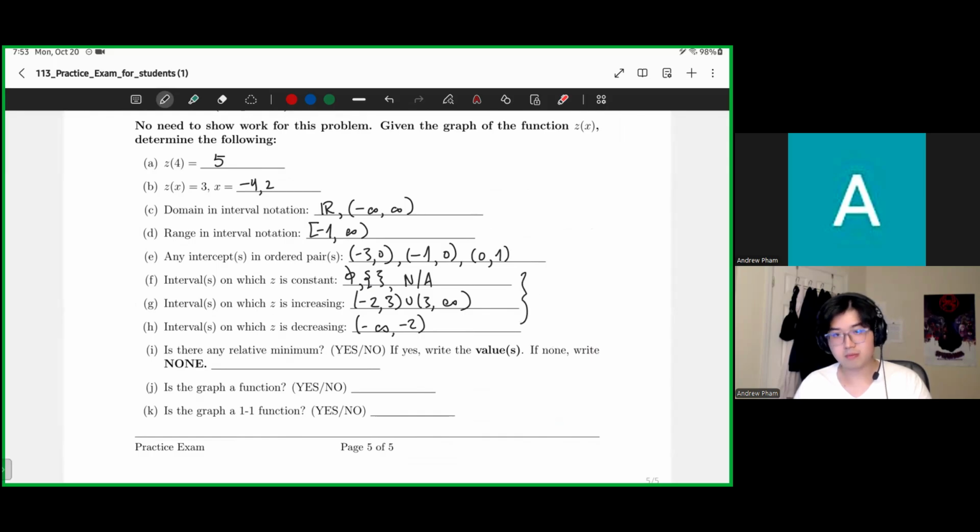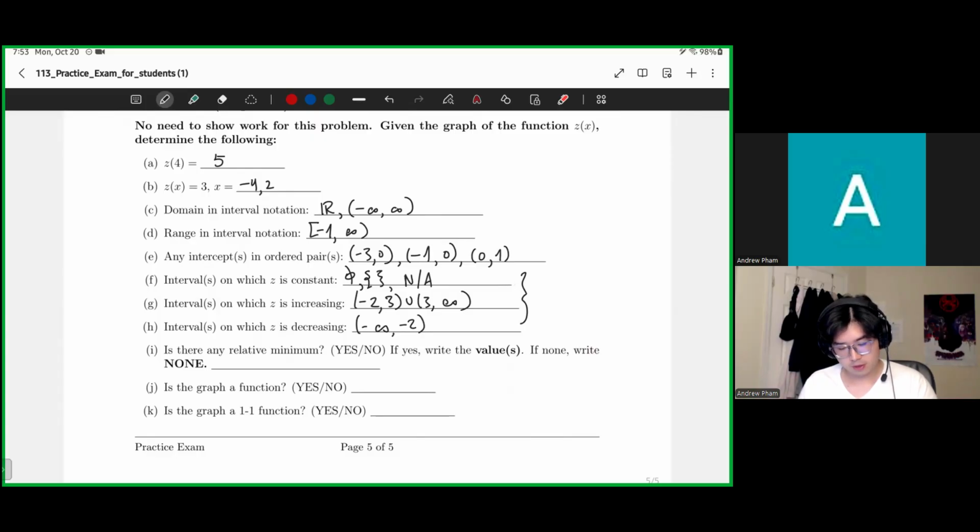And again, be very clear that for any answer for increasing, decreasing, or constant, you must use open intervals. Because again, we don't know what it means for a single point, a singleton, to be increasing, decreasing, or constant. So no brackets at all. No brackets. Okay.